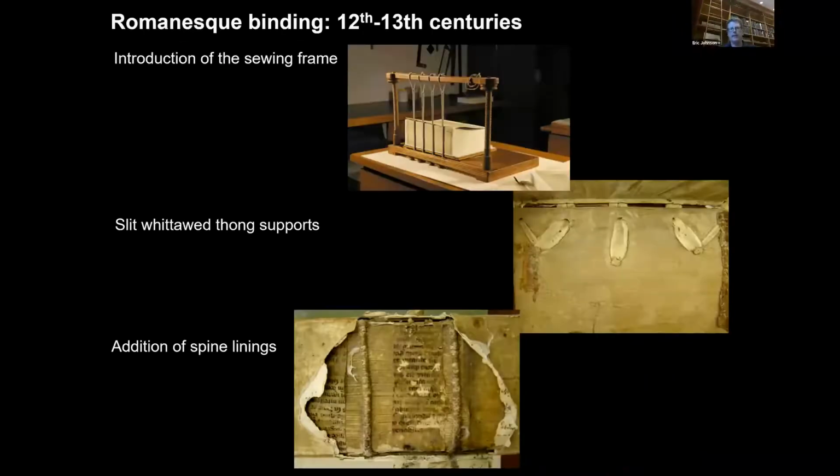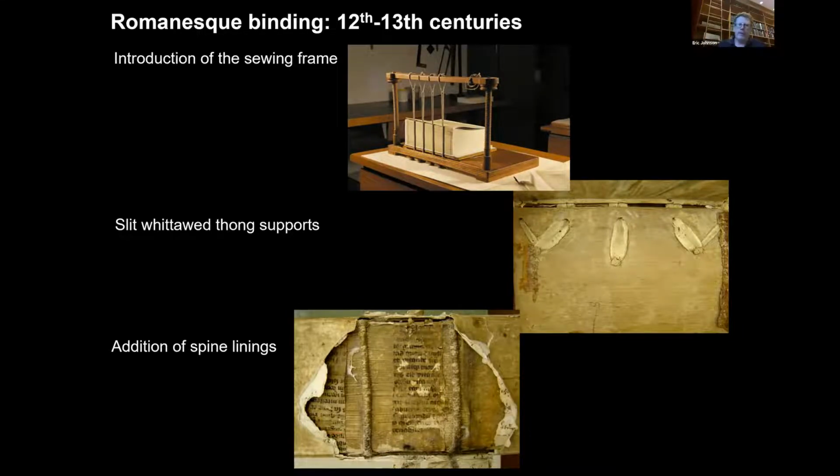The next period of binding is the Romanesque binding period, and this is from the 12th to the 13th centuries. A couple big innovations here. The first is the introduction of the sewing frame, and that's the image at the top center of this slide. And this you can see in action here, where you've got a wooden frame from which you're able to suspend all of these sewing supports, in this case, double cord sewing supports. This allows you to just build off of the Carolingian innovation by creating a much more rigid and structured approach to the sewing process itself, allowing you to create more regular bindings and more precise sewing ties.